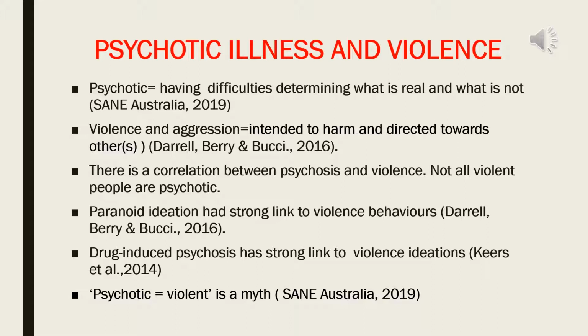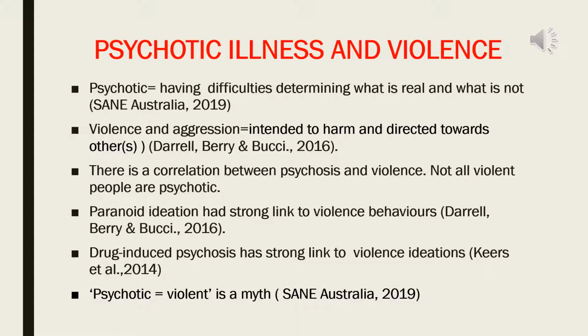A paranoid belief that others intend harm is one psychotic symptom that might contribute to aggressive behavior. Violence and aggression in people with schizophrenia most often occur during periods of active or untreated psychosis. Drug-induced psychosis has a strong link to violent ideation. Individuals who developed persecutory delusions were significantly more likely to be violent. Persecutory delusion significantly mediated the association between untreated schizophrenia and violence.